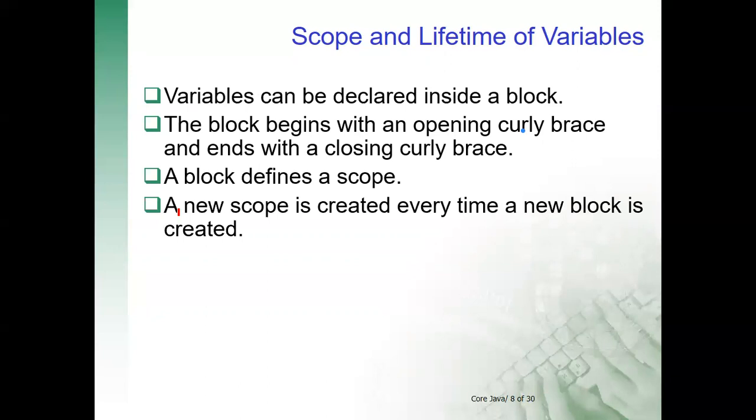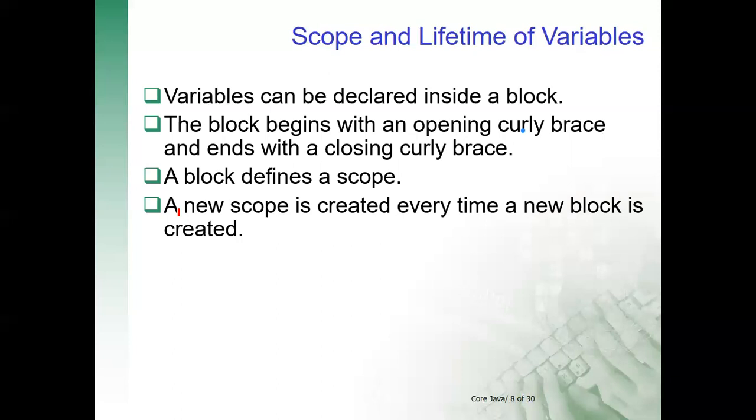The statements you write between these two curly braces are called a block, or we also call it a compound statement. When you put more than one statement into the curly braces, it's called a compound statement. In a compound statement, each statement has to be separated with a semicolon.